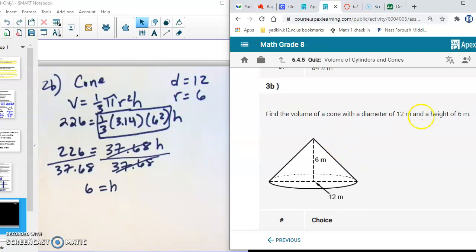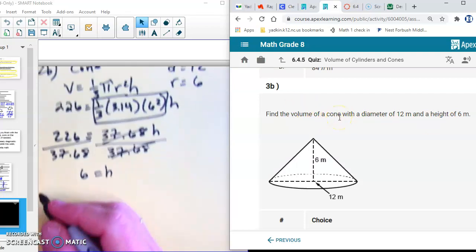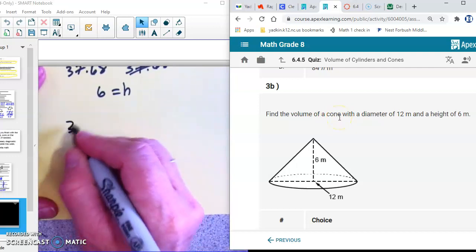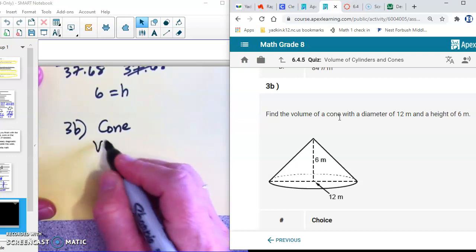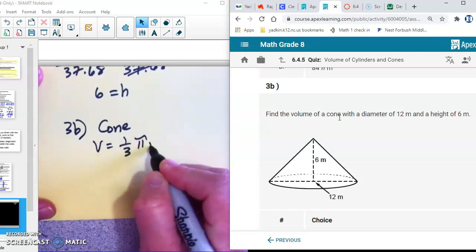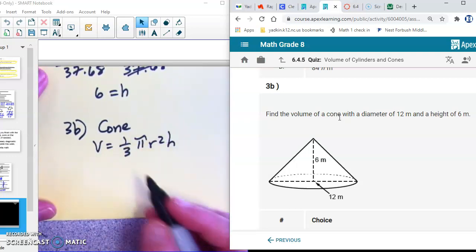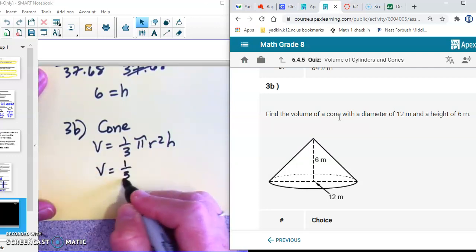Find the volume of a cone with a diameter of 12 meters and a height of 6. So we are finding the volume of a cone. So for 3b, let's write this again. Cone volume is equal to 1/3 pi r squared h. We're finding volume. Let's rewrite our 1/3.